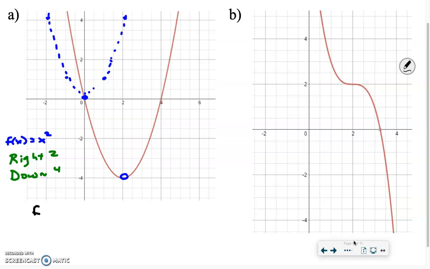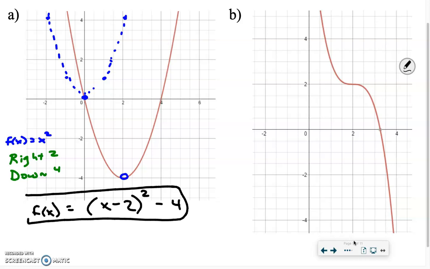I think so. Say that f of x is going to be equivalent to, if I'm moving to the right 2, that's going to be a subtraction within the parentheses. If I'm moving down 4, that's going to be a subtraction after the fact. But this is how we'd get there.